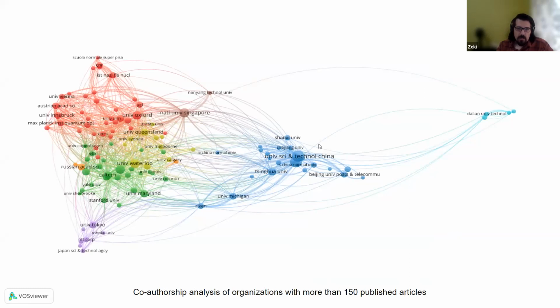And actually, we ran an institutional collaboration analysis as well, a co-authorship analysis of organizations with more than 150 published articles. And here you can see that most of the institutions from China are collaborating internally. Again, I think this is Taiwan, they are doing the same. Japan, they are doing the same as well. But other than that, there is this huge group, like this is Europe, this is Canada and Australia, this is US, and Russia and Singapore have their own clusters, even though they are smaller clusters.